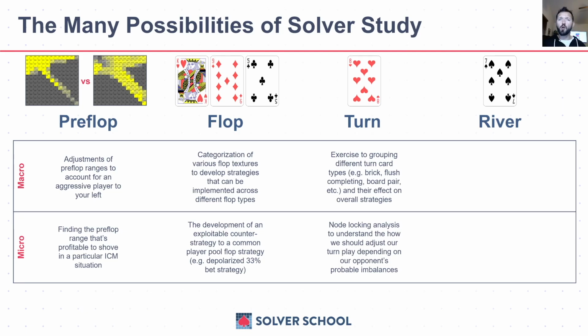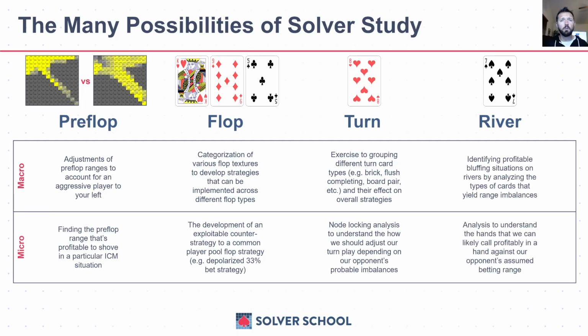Or maybe our opponent calls too tightly on the flop and ends up with a more condensed, stronger range on the turn than he or she should. But having those assumptions, we can use node locking to ultimately figure out how we might adjust our turn play from what we would typically expect, given those particular scenarios.